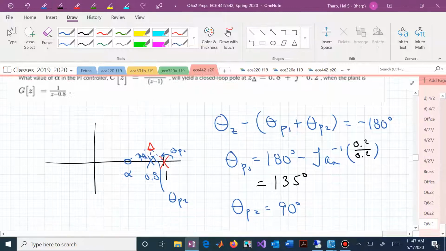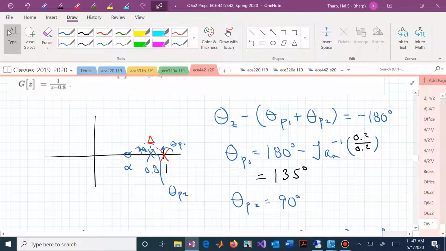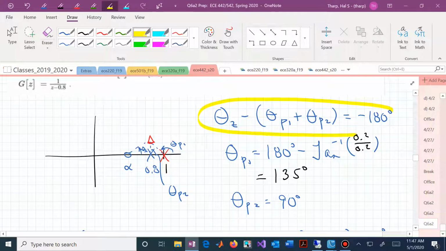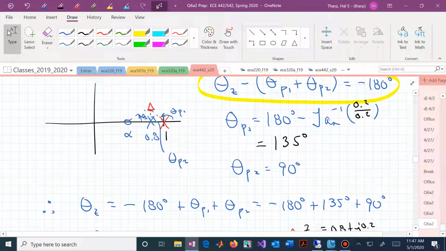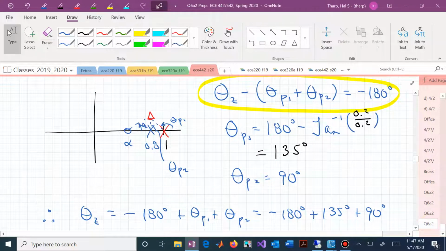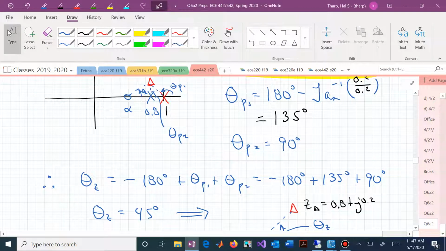Theta p sub 2, we just look straight up. Theta p sub 2 is 90 degrees. Now the only unknown in this phase angle condition expression is theta sub z. Theta sub z is now minus 180. Solving for theta sub z, we add all of those pole angles to both sides, so that theta sub z is equal to minus 180 plus 135. So now we're at minus 45 plus 90. So theta sub z is 45 degrees.